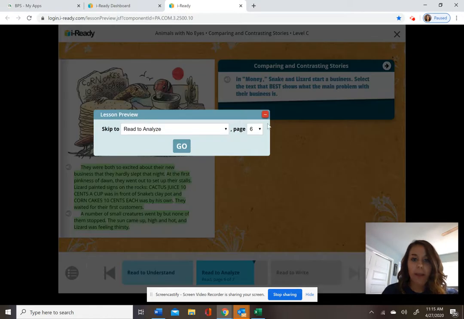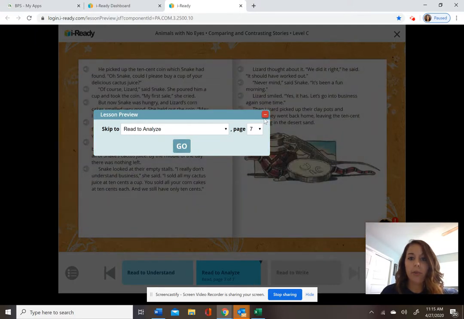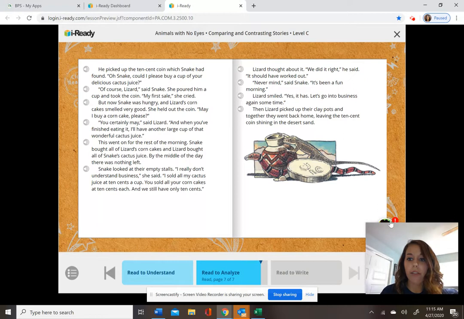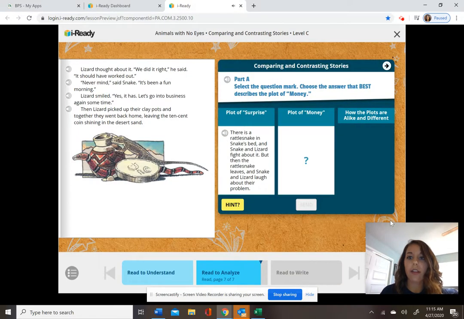Okay. The last page, page 7. This one has multiple questions, I believe. Select the question mark. Okay. Choose the answer that best describes the plot of money. So this one has like 3 parts, I think. There should be like 3 chart questions. Let me just make sure. Best shows the main problem of the business. Yeah. Okay. So first one you're going to fill in is the plot of money, which is the second story.